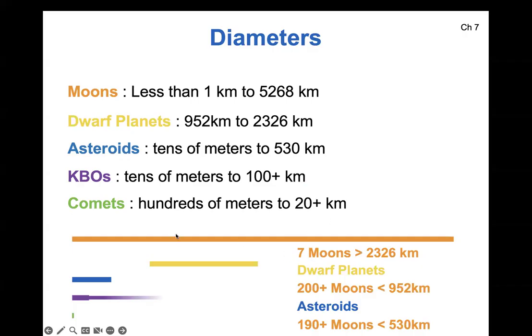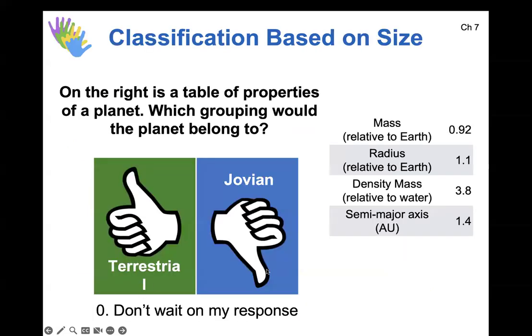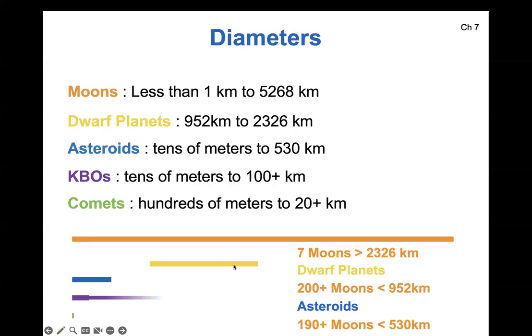All right. So I mentioned before that dwarf planets can be smaller than moons. So what we're seeing here, this first bullet point, and we're coming up on break, so let me get to a good starting point. There are 7 moons in the solar system that are bigger than any dwarf planet. So we have 7 moons that are bigger than any dwarf planet.